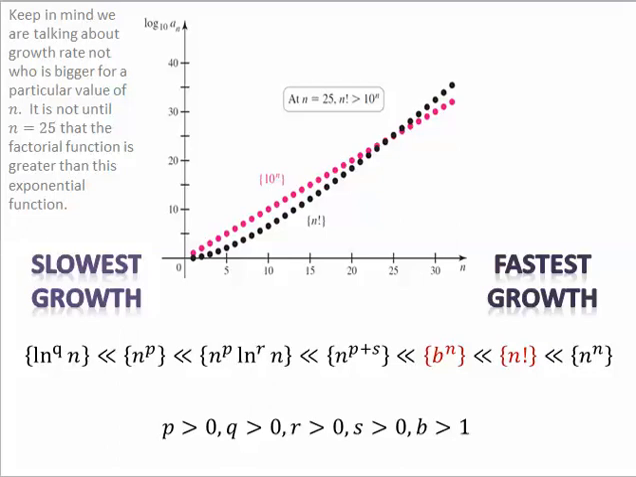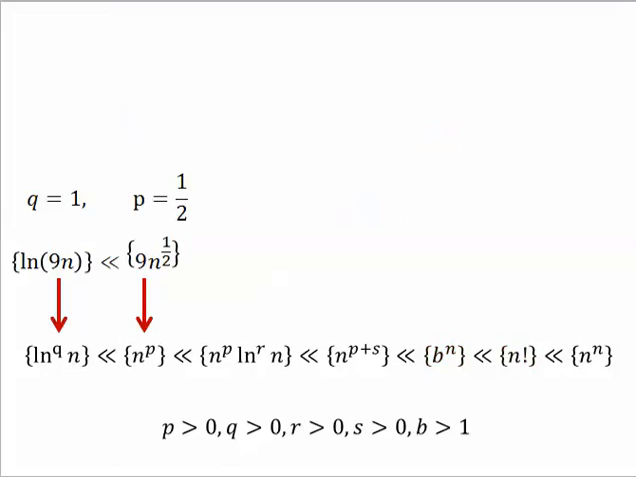Now keep in mind, we're talking about growth rate, not who is bigger for a particular value of n. So it is not until n equals 25 that the factorial sequence is greater than the exponential sequence. So it has to do with growth rate. Who is bigger in the long run? Our two functions, we have a log function and then a polynomial function. It's actually a monomial because there's only one term.